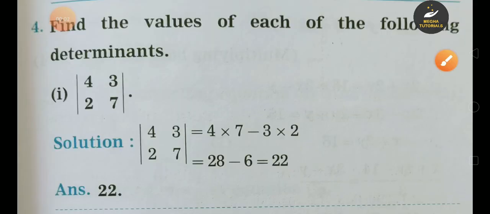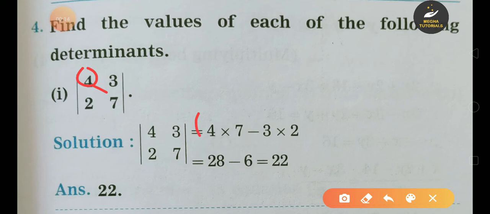Fourth question, find the values of each of the following determinants. First question is 4 2 3 7, so we have to start from the left top. So 4 into 7 minus 3 into 2. Okay, so 4 7s are 28, 28 minus 6 is 22. So your answer for the determinant is 22.